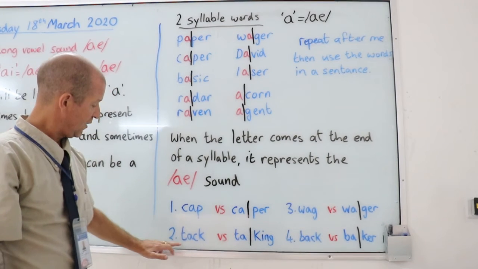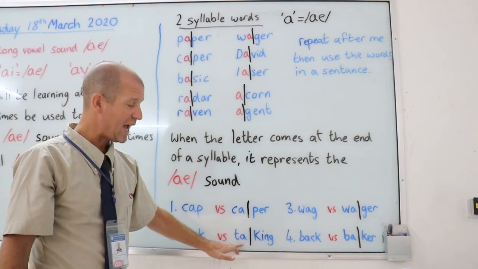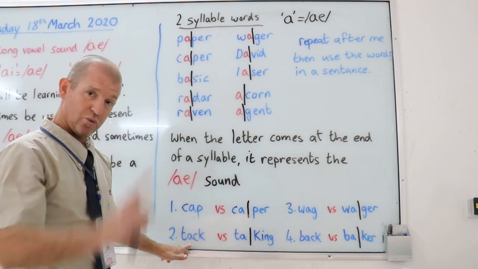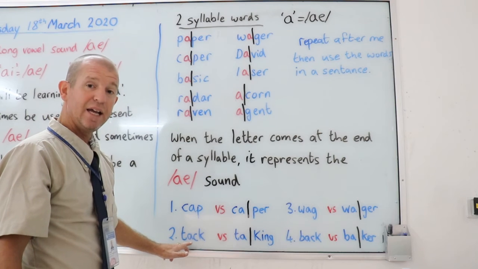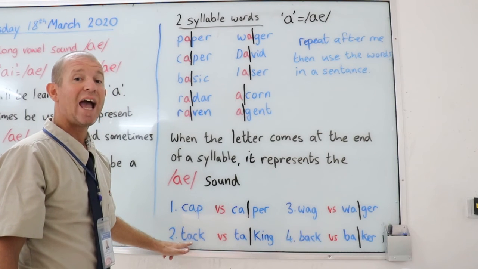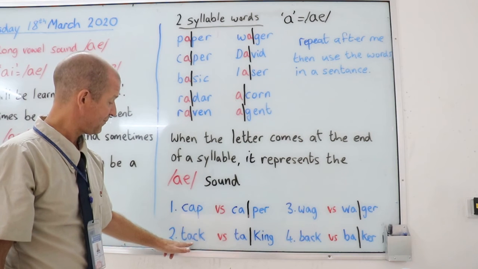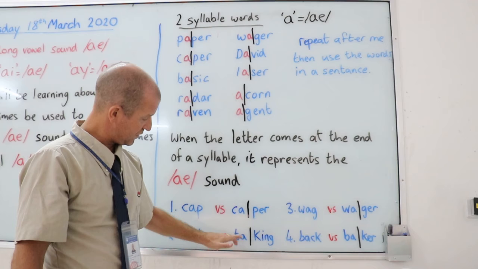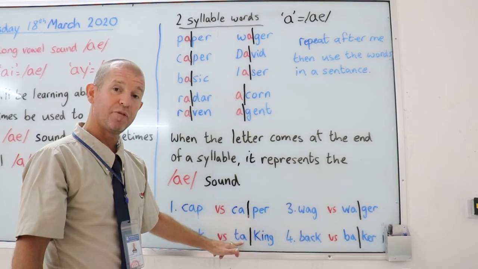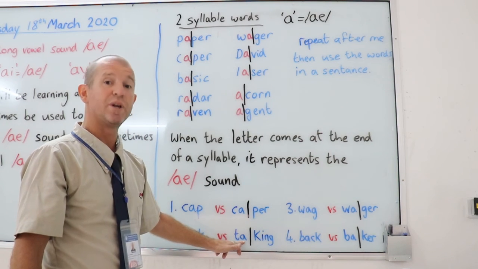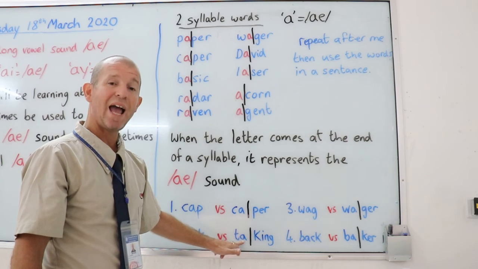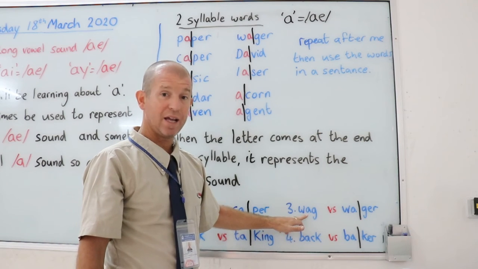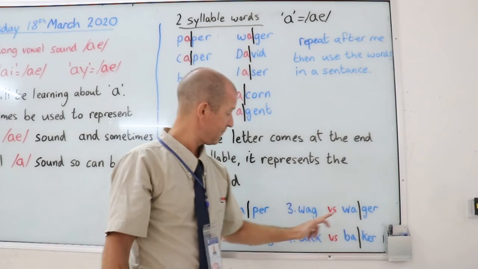Now number two, we have tack versus taking. Tack, one syllable word. The A is an A. Tack, tack, tack. Versus taking, taking. Because the A is the last letter in the first syllable, the A changes to an A from an A. It changes to an A sound. Taking.